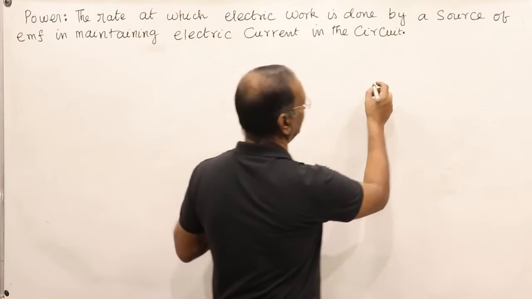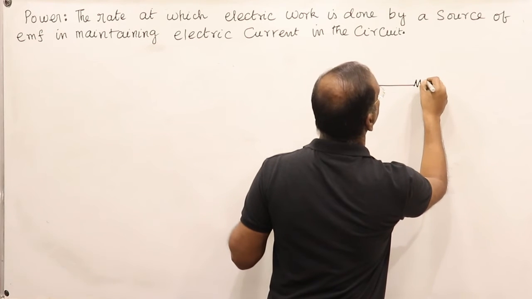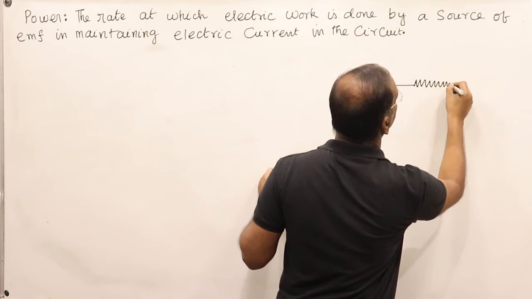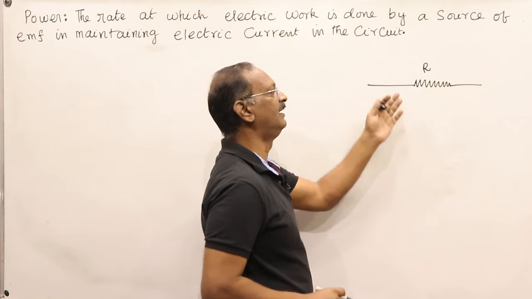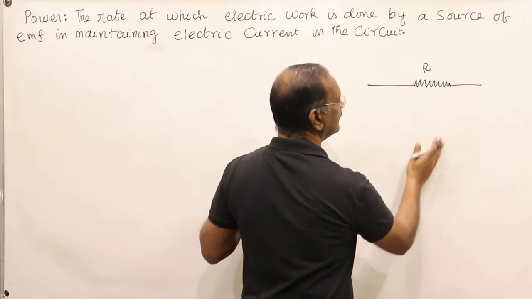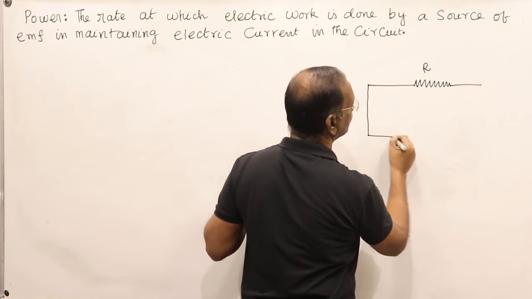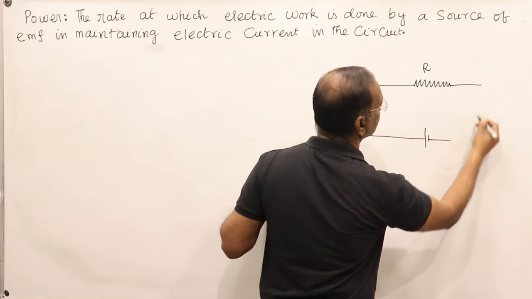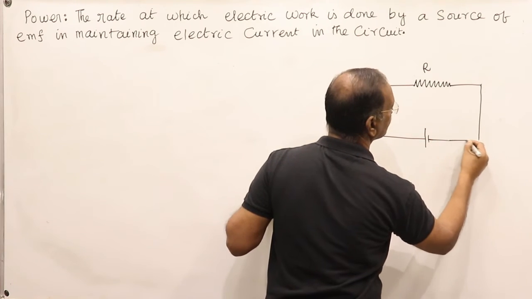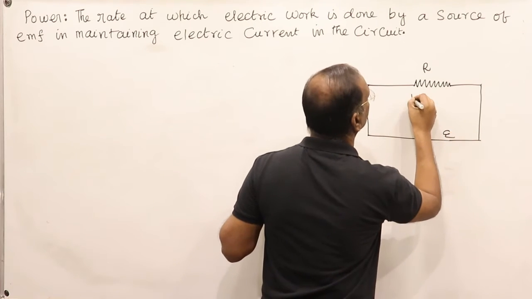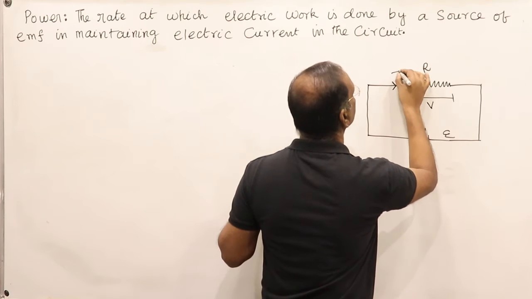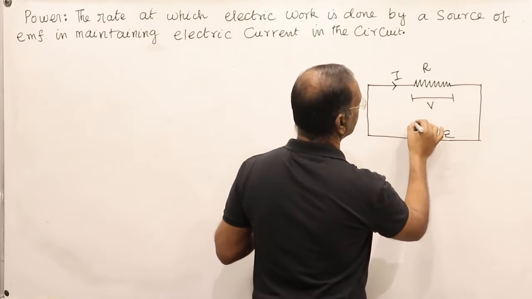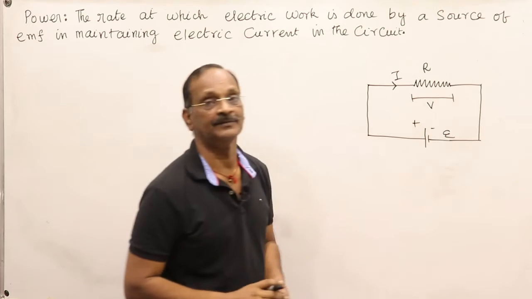What is power? The rate at which electric work is done by a source of EMF. Suppose we have here a resistance that is external. This resistance is nothing but an external load. It may be a fan, it may be a bulb, which is driven by the battery. That is the source of EMF. It develops a potential difference across this one, and the current flows like this. So this is the positive end, this is the negative end.